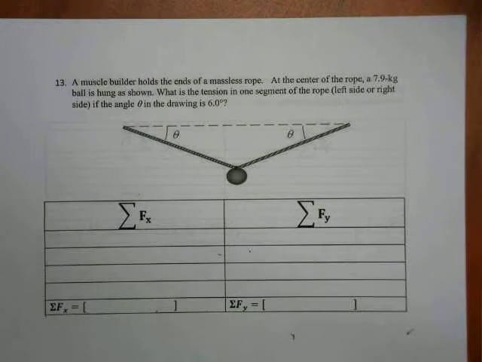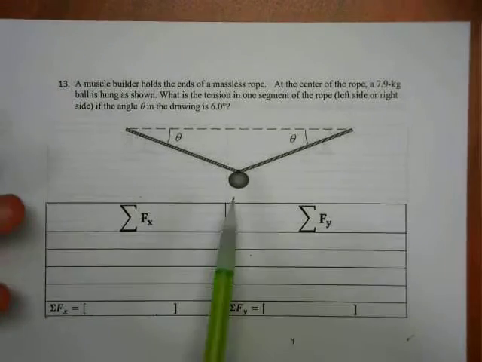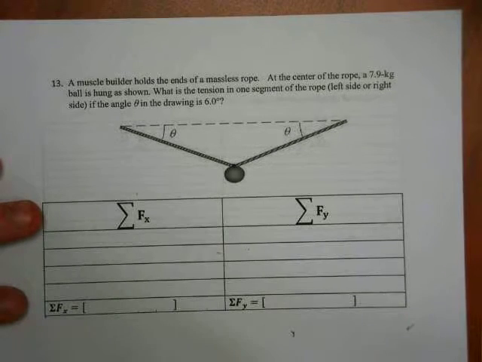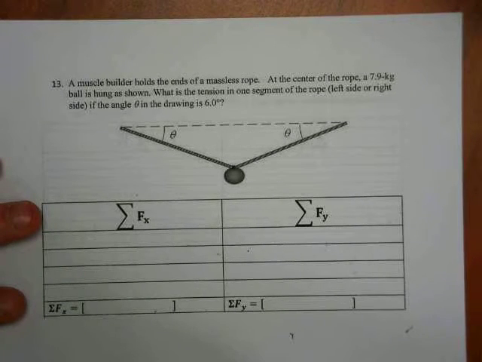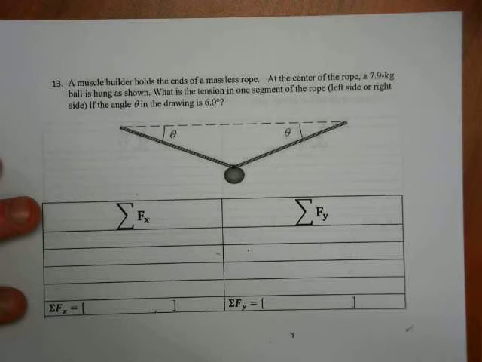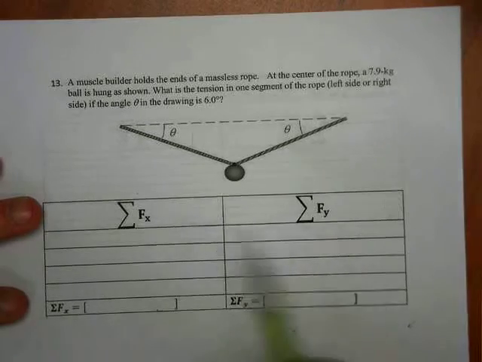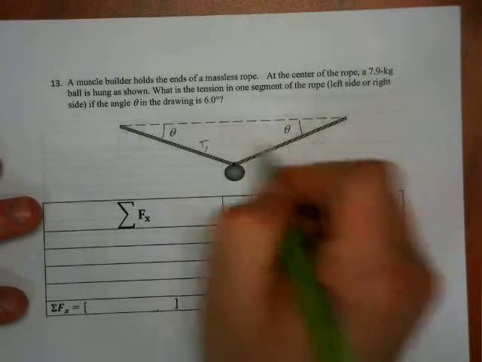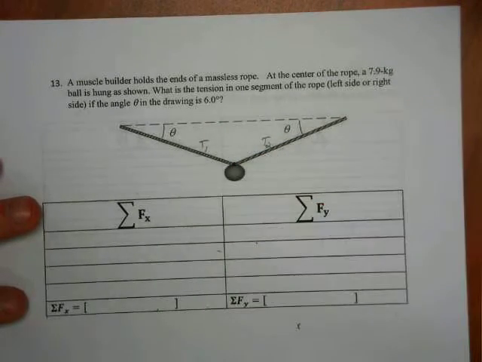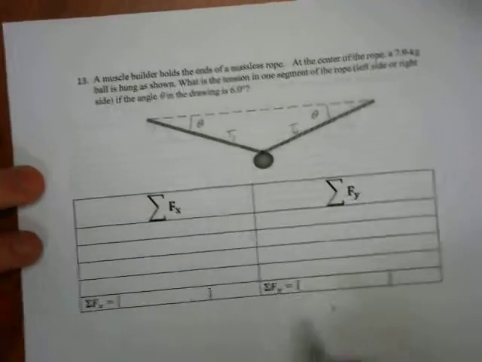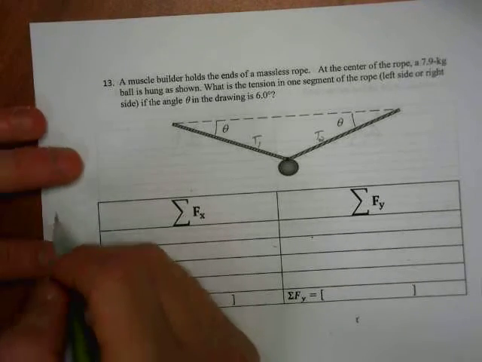All right, you got the muscle builder problem. With the guy holding the ends of the massless rope, at the center of the rope a 7.9 kilogram ball is hung as shown. What is the tension in one segment of the rope? And we're given the angle theta. I'm going to call this T1 and this T2. Okay, and I'm going to write down everything we know.